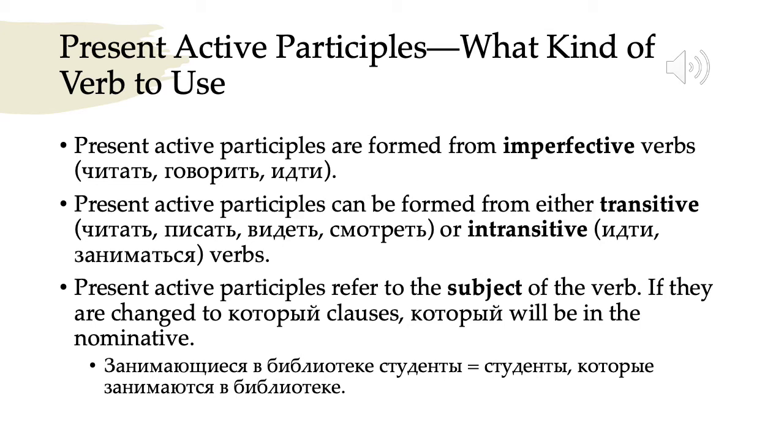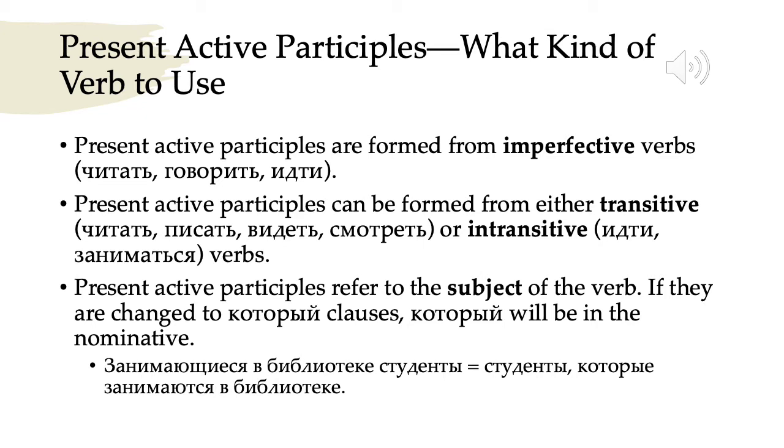So you say, for example, я иду по улице, I'm walking down the street. There's no direct object. Or a reflexive verb like заниматься can never take a direct object because the direct object is ся, the particle ся. However, it can easily become a present active participle, as can идти. So again, either transitive or intransitive verbs can become present active participles. And present active participles refer to the subject of the verb.